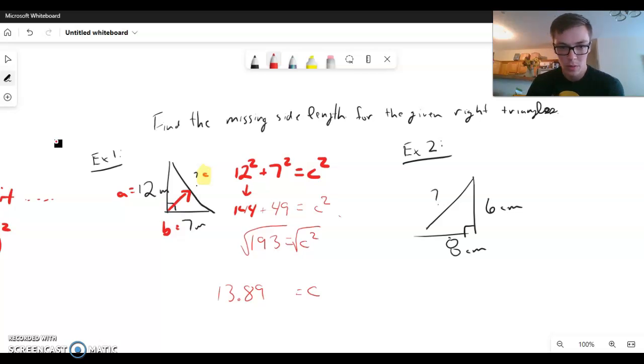Now you just need to make sure you label. This one is in meters, so I'm going to go ahead and label that in meters. And we now have our answer.